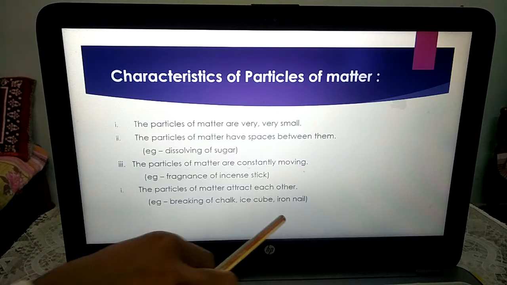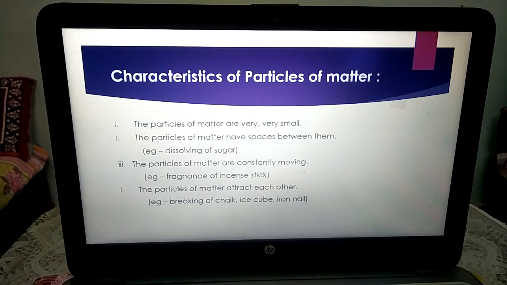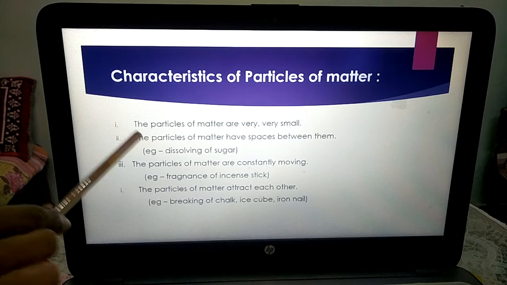Whereas in an iron nail, the force of attraction is much more, so you cannot break it easily. So the forces of attraction also vary from matter to matter. So these were the characteristics of particles of matter.